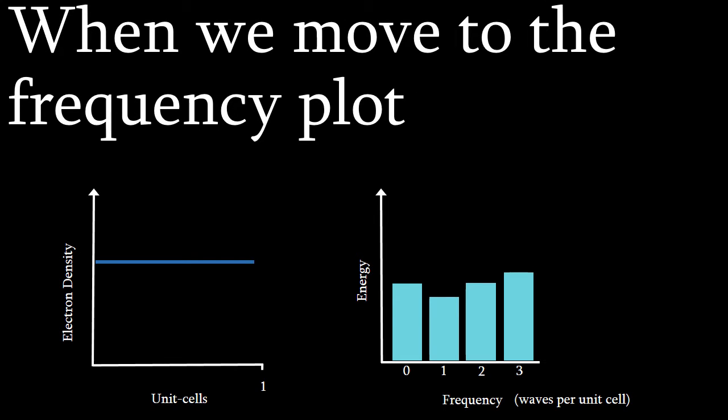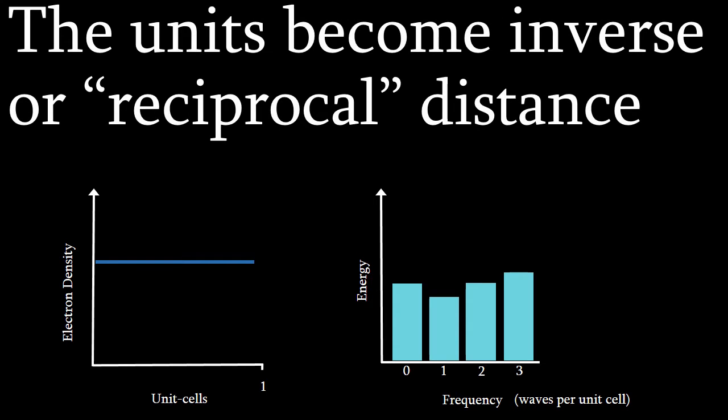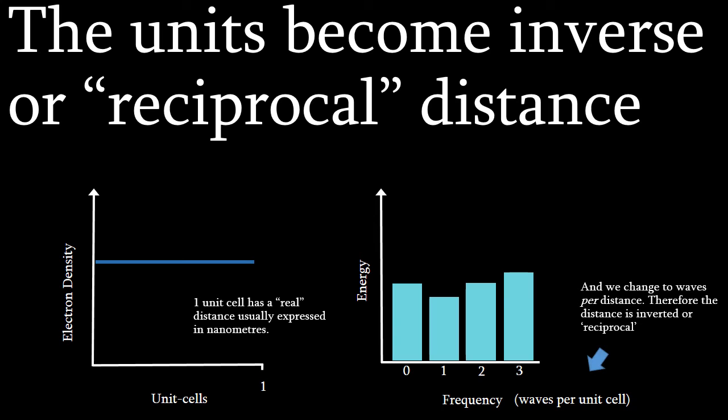When we move to a frequency plot, the units become inverse or reciprocal distance. One unit cell has a real distance, usually expressed in nanometers, and we change to waves per distance, therefore the distance is inverted or reciprocal.